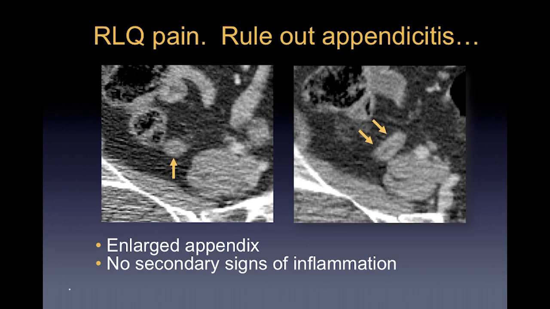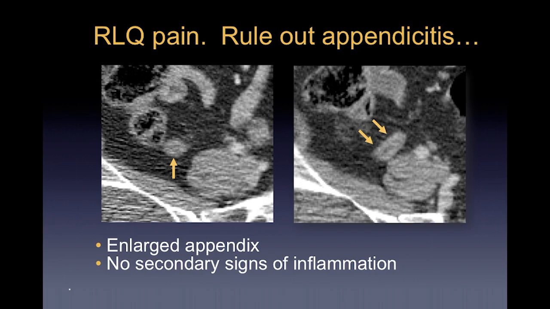So this is one such example. This was a patient who came in with right lower quadrant pain. We were asked to rule out appendicitis, measure the appendix. This is about 1 centimeter. It's pretty isodense.